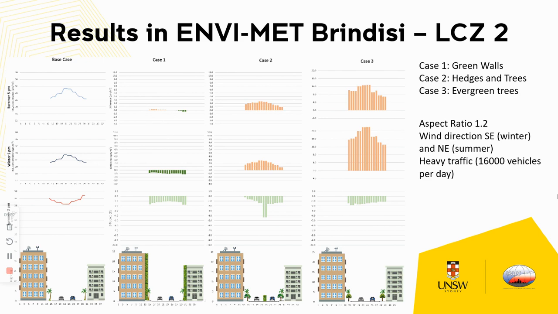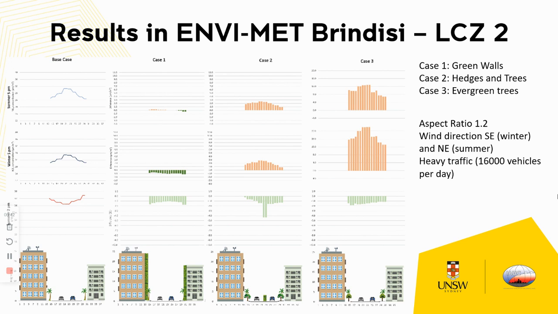LCZ 2, this is the city center, the highest built-up cover there. Case 1 is a green wall, case 2 is hedges and trees, and case 3 is evergreen. Here we have aspect ratio 1.2, that's the highest we can find in this city. Wind direction remains roughly constant. As you know, Brindisi is on the east coast, at the heel of the Italian boot, right at the bottom. So it's very close to the sea, and you have fairly constant wind direction: southeast for winter and northeast for summer.